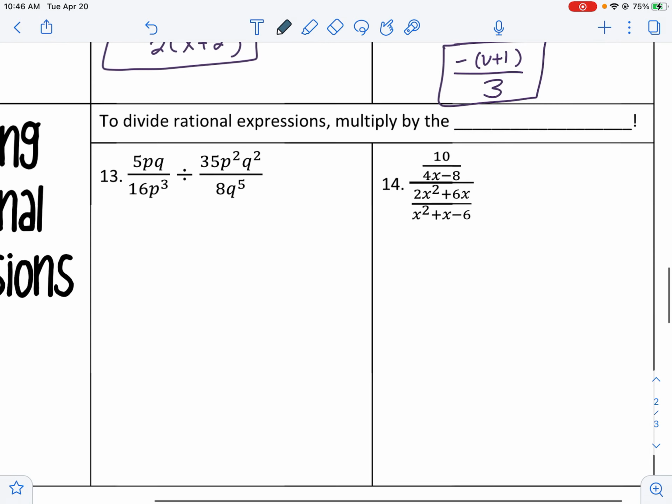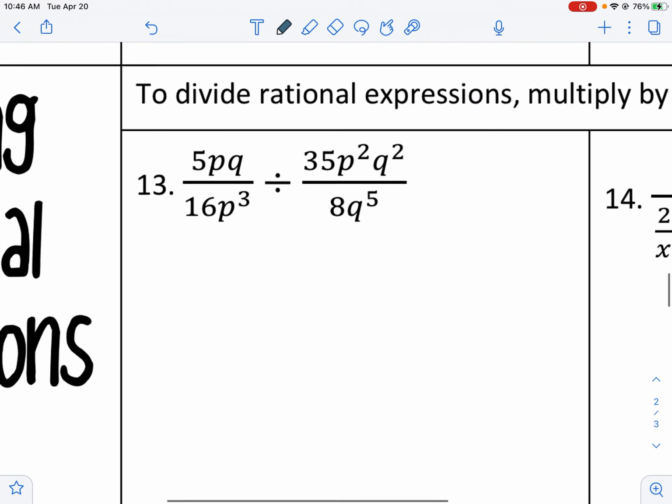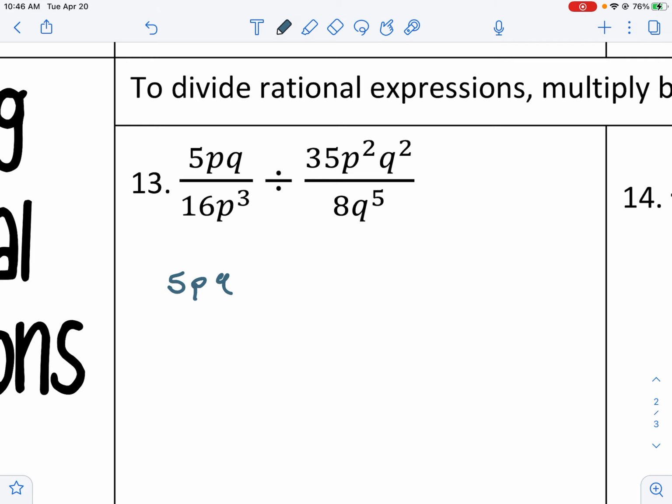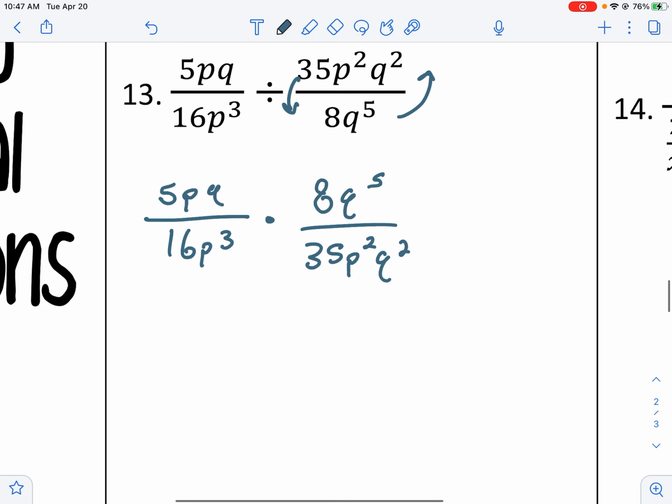All right. So last, we're going to look at dividing rational expressions. To divide rational expressions, it's just multiplying by the reciprocal. Okay. So for 13, this says divided by. Literally, you're just going to change it to a multiplication sign. So 5p over q, 16p to the third, multiplied by, and then you switch the top and bottom. So 8q to the fifth, 35p squared, q squared.